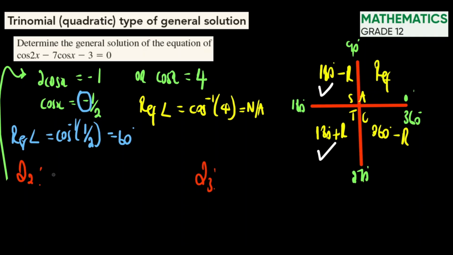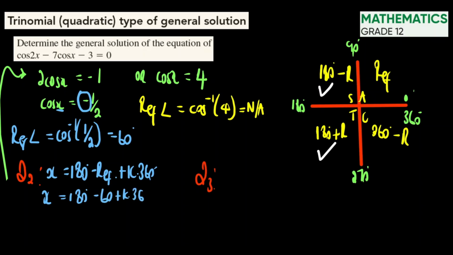So since we have our reference angle, let's use our quadrants. We're dealing with x. So we're going to have x is equals to, in the second quadrant, we said it's 180 degrees minus the reference angle plus k times 360. X will be equals to 180 degrees minus 60 plus k times 360. X is equals to 180 minus 60 is 120 degrees plus k times 360.